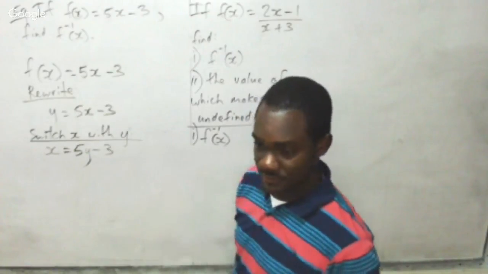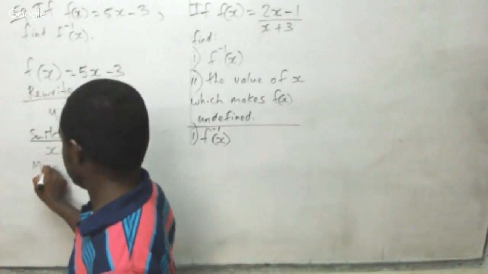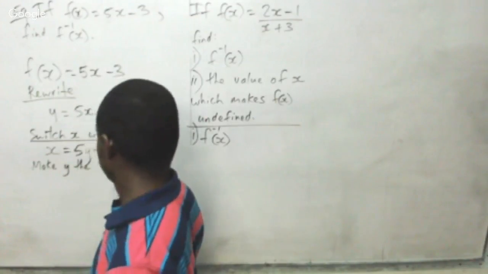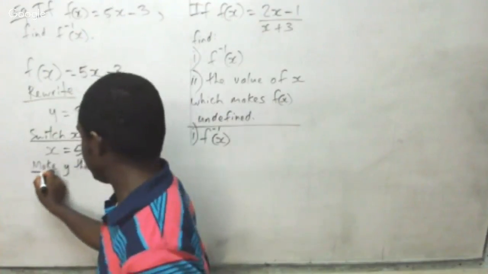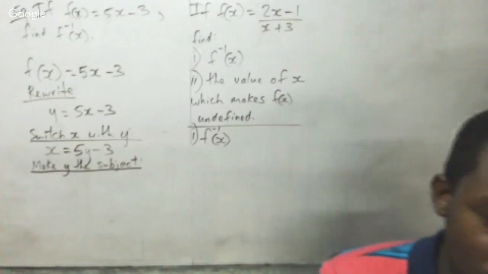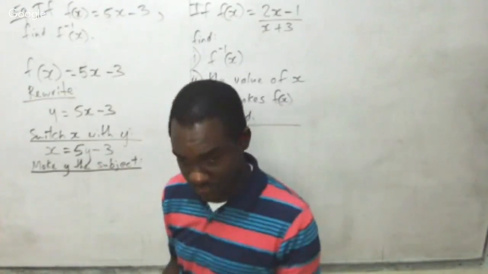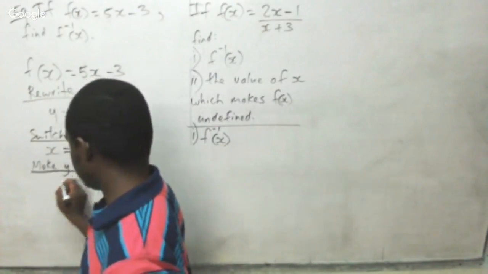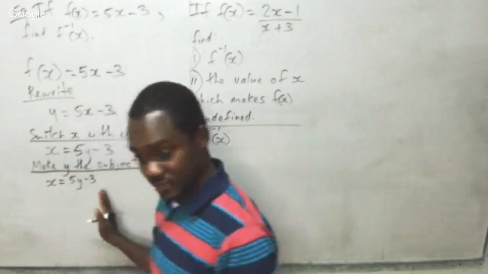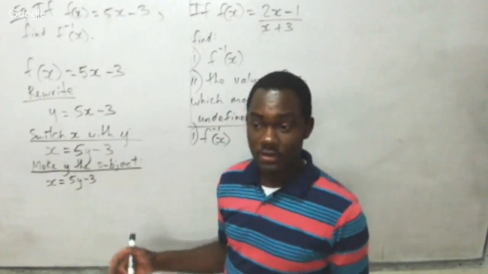After we switch, what's the next step? Make y the subject. That's it. Do you know what that means? Y must equal something, and y must be by itself. So this is where y is. We have x is equal to 5y minus 3. What is the subject here? X is the subject, but we want to make y the subject.